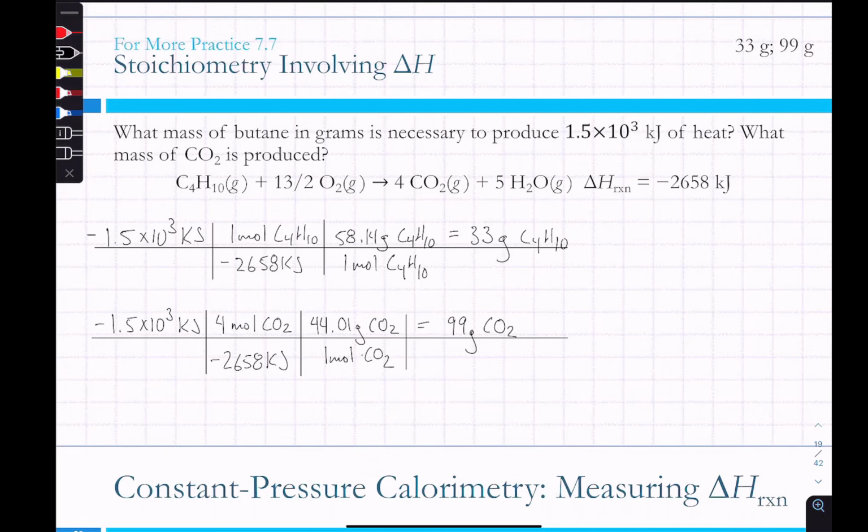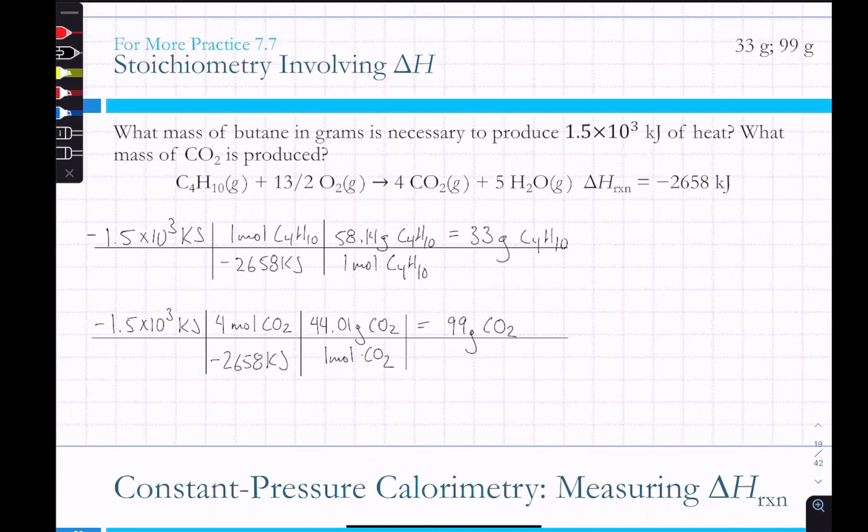The other way you could have done this, right? If you know one quantity, you can calculate anything. So we could have just gone from the 33 grams of butane and then calculated how much CO2 would also be produced. Should get you the same number, as long as you don't round anything. Might be slightly different, but should be within error.